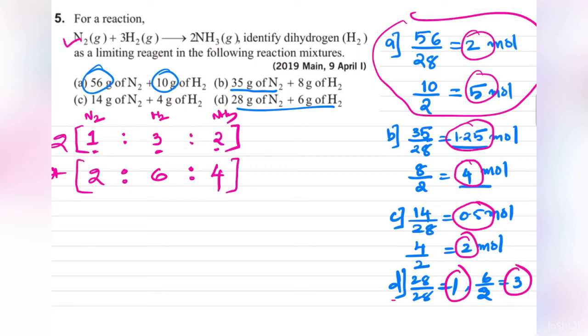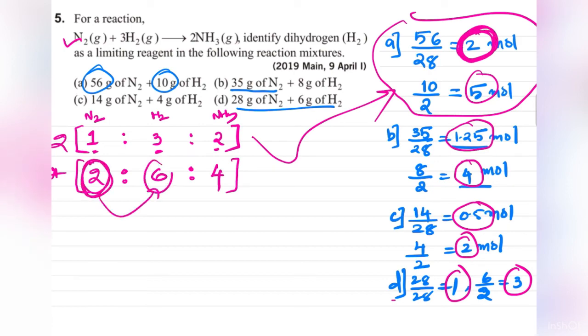Just we need to compare these values with these fractions. If they are in the same ratio, we don't consider them as a limiting reagent. Otherwise, we consider them as limiting reagents. So let us see the first option here. In the first option we have 2 moles of nitrogen. If 2 moles of nitrogen is used, how many moles of hydrogen are required? 6 moles of hydrogen are required.